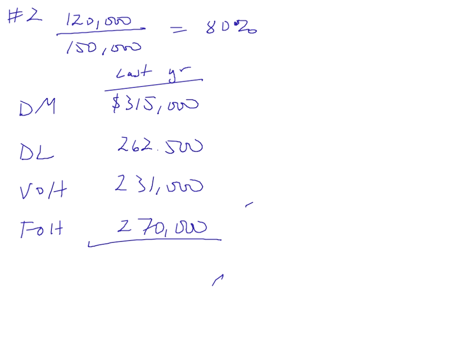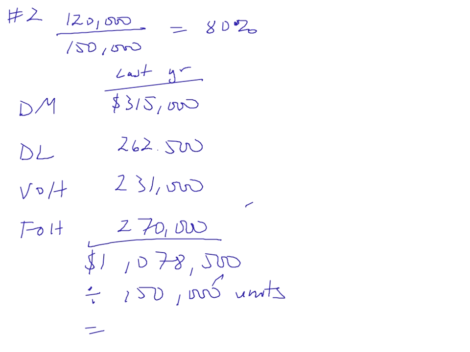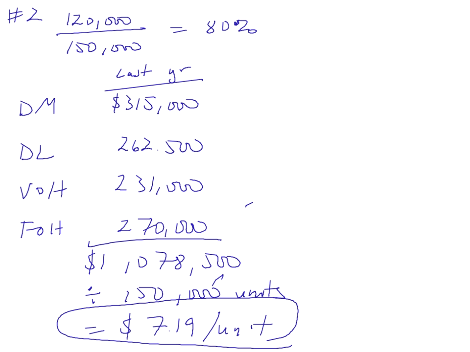Add those up, and that adds up to $1,078,500. And so if you divide that by 150,000 units, you get $7.19 per unit. So this is actually the answer to part B. The first box in part B, the cost per unit for last year, $7.19.